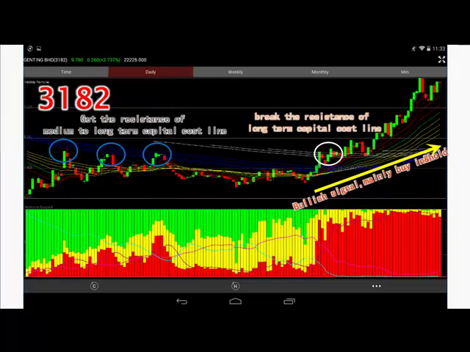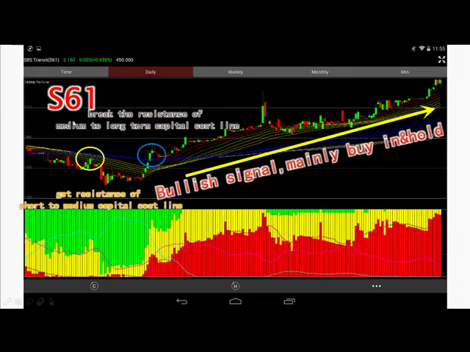Okay, so next share is from Singapore. I gave an example from Malaysia and also an example from Singapore. With this share, you will see here when the price reaches the resistance of the short-to-medium-term capital cost line, which means when it comes near the yellow colorful line, it gets resistance and the price goes down. And then here, once it breaks the resistance of the medium-to-long-term capital cost line.